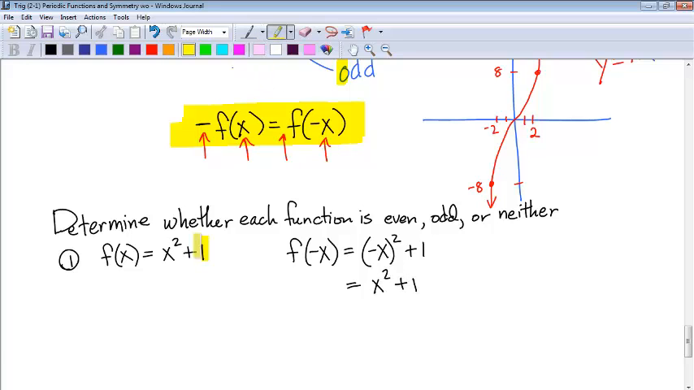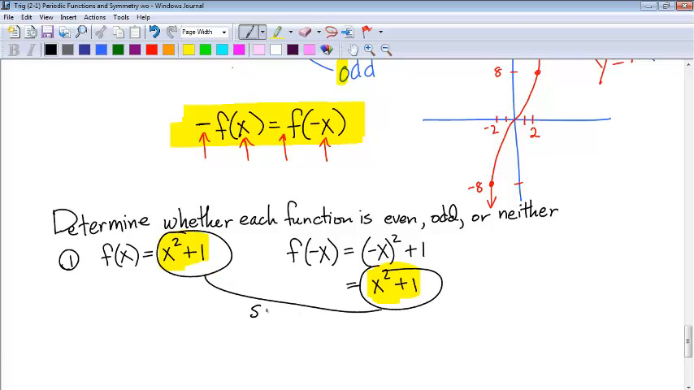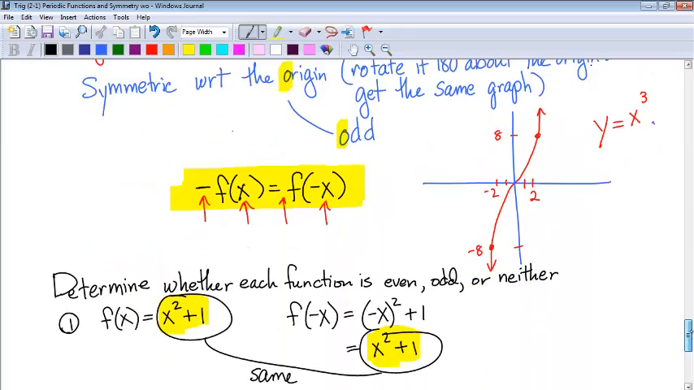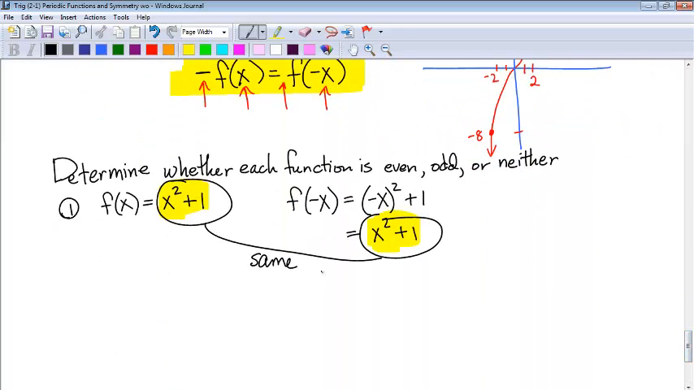And then what you have to do is compare your y values. Okay, the x values were opposites. Are the y values the same, opposite, or neither? In this case, they are the same. So if you substitute in x values that are opposites, and the y values are the same, okay, then this one is even. Okay? If the y values are the same, this one is even. So your final answer would be it's even.